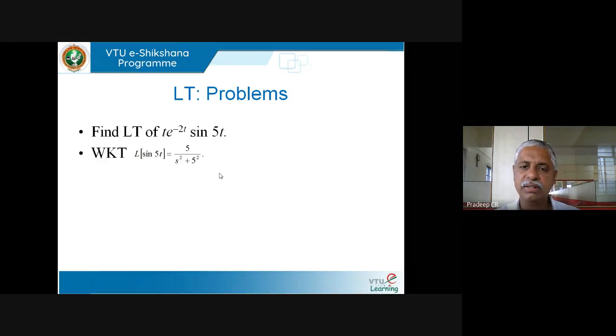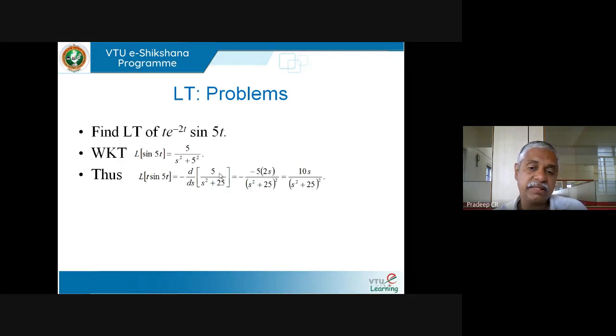So how do I want to do that? Here are the details. If I want to find Laplace of t e power minus 2t sine 5t, first I observe that Laplace of sine 5t is 5 by s squared plus 5 squared. Because of that, Laplace of t sine 5t is just this differentiated once with respect to s. That's easily done. Differentiate with respect to s using the quotient rule; the numerator is a constant here, so there's no issue at all. Or you use the chain rule directly, which is the same thing. So I get denominator s squared plus 25 whole squared, and numerator is minus 5 into derivative of the denominator, but there's a minus outside. So minus of minus, it will become plus 10s.